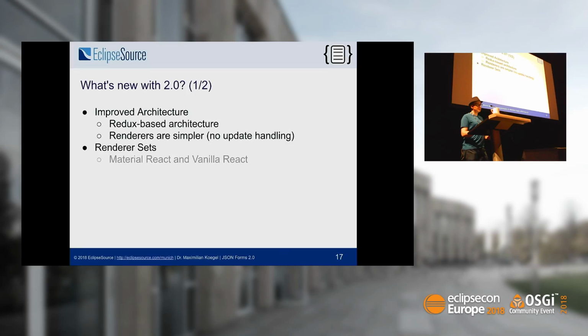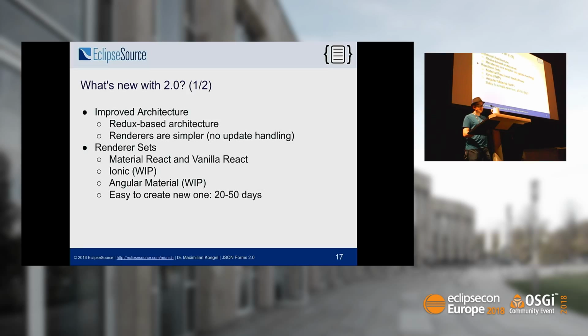And then we've added renderer sets, obviously, since we do that with React now. We have a Material React renderer. We also have a vanilla React renderer. We are working on an Ionic renderer, and you have seen the initial results of that. This is going to be completed pretty soon, so within that year. We're also working on an Angular Material renderer set, so that you can use Angular Material design. This is supposed to be finished by the end of January 2019.